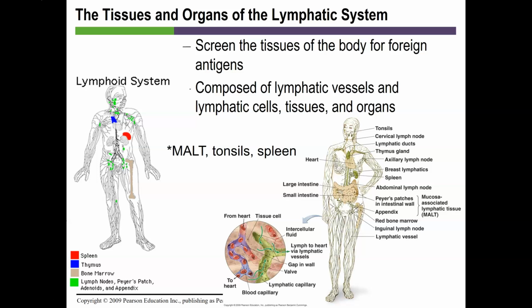When we look at the tissues and organs of the adaptive immune response, the lymph system is extremely important. You can look at this figure here on the left, and you can see the color code of different organs and tissues that are involved in the lymphoid system, including our lymph nodes, Peyer's patches, adenoids, and appendix.